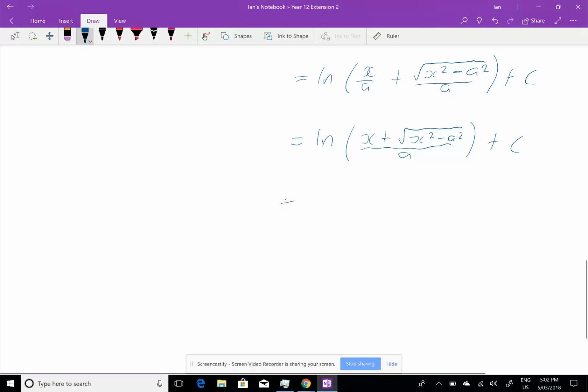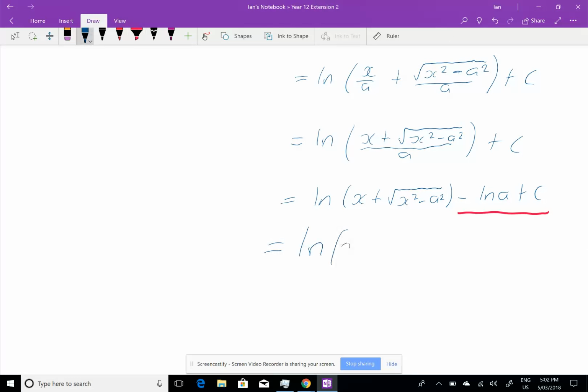Now I can take that ln a out. So I've got ln of x plus root x squared minus a squared, minus ln a, plus c, and again we're just going to call that a big constant k. And there's my solution: ln of x plus root x squared minus a squared, plus some constant k. Beautiful.